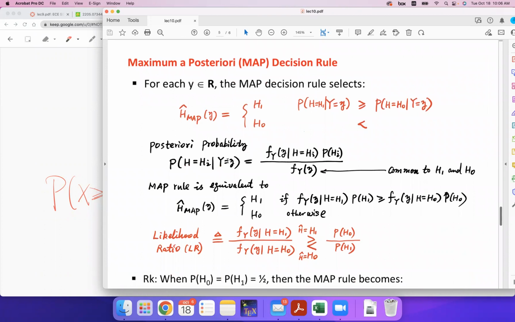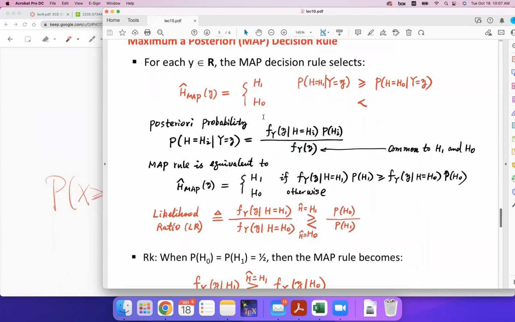So in order to use the MAP decision rule, we need to compute these two posterior probabilities. And to compute them, we need the following information. We need to know the prior probability of these two hypotheses, and we assume we know that. We need to know such a conditional PDF, and in many cases, as we will see in many examples, we can compute them. And we also need to know the PDF of this random variable, which again we can compute.